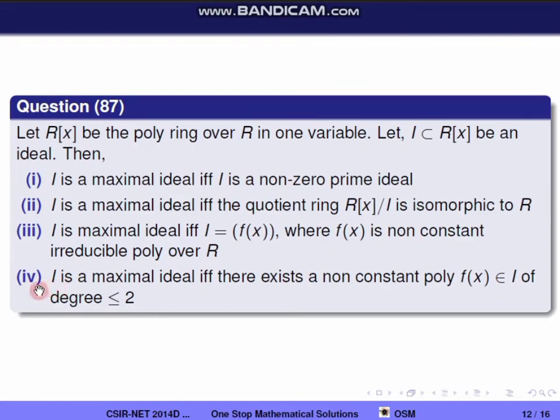So if we check the fourth option, it says I is a maximal ideal if and only if there exists a non-constant polynomial f(x) belonging to I of degree less than or equal to 2. This is a wrong option because we know I is a maximal ideal if and only if the polynomial is a non-constant irreducible polynomial. Here it is only given a non-constant polynomial. They have not said anything about irreducibility. So this option is wrong.